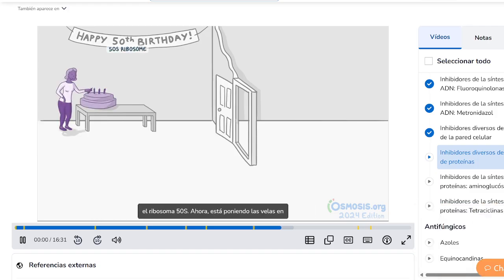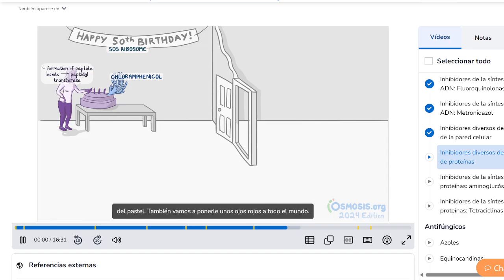Now, she's putting the candles onto the cake, which represents the formation of peptide bonds by peptidyltransferase. The drug that inhibits this step is chloramphenicol, which will be represented by a large coral growing out of the cake.